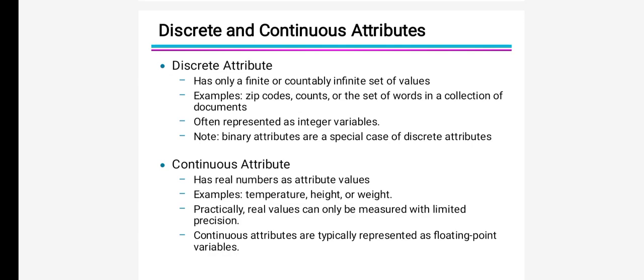Now we will discuss discrete and continuous attributes. Discrete attributes have only a finite or countably infinite set of values. For example, zip codes, counts, or the set of words in a collection of documents, often represented as integer variables. Note: binary attributes are a special case of discrete attributes. A continuous attribute has real numbers as attribute values. For example, temperature, height, or weight. Practically, real values can only be measured with limited precision.